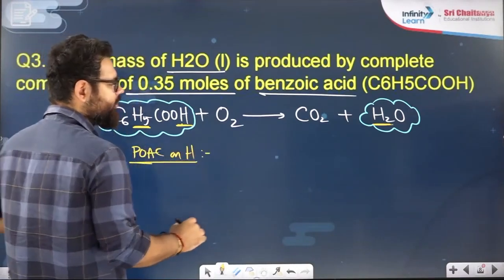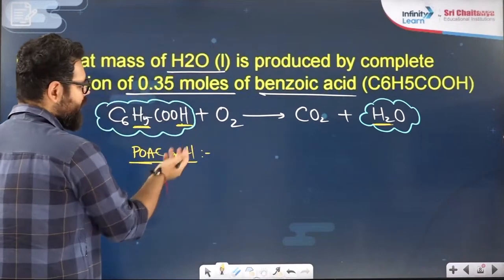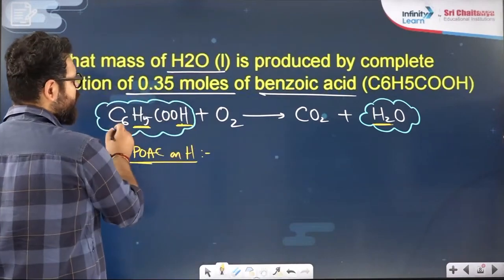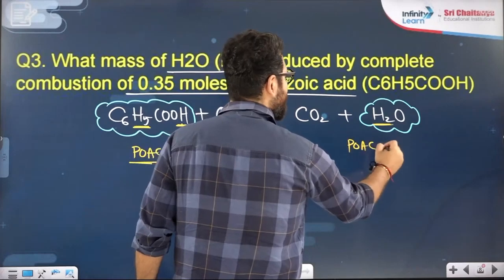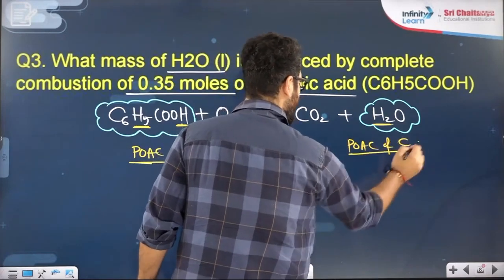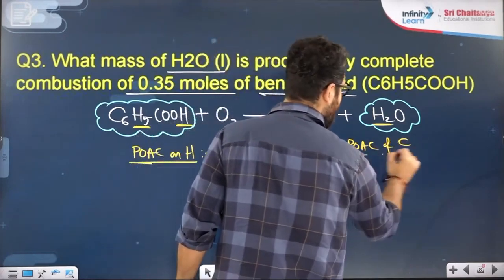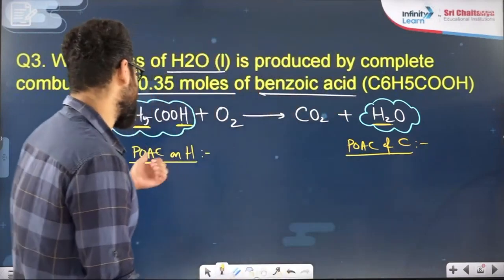So I am applying POAC on hydrogen. If they asked CO2, you would have applied POAC on carbon. If they asked CO2, all the carbon is conserved. So also write the POAC of carbon yourself. I am solving this question for the hydrogen.